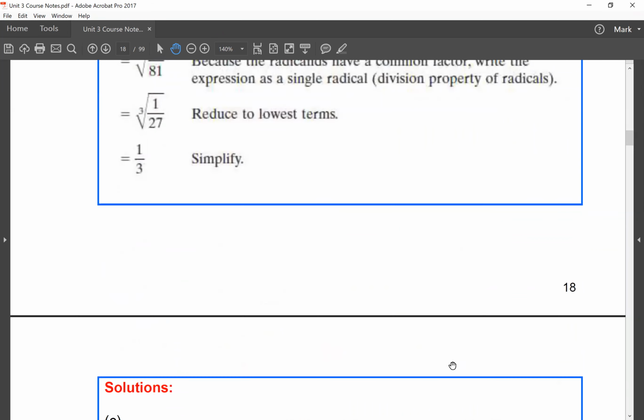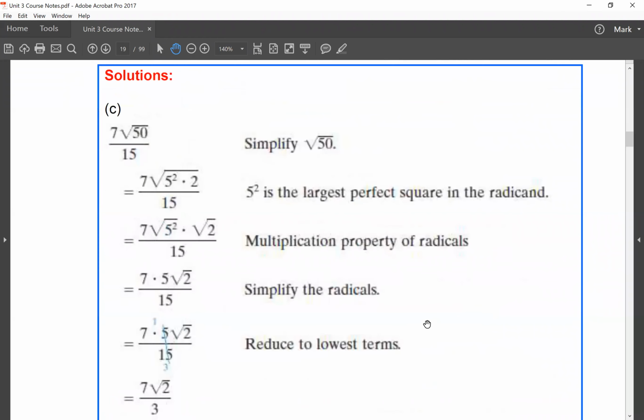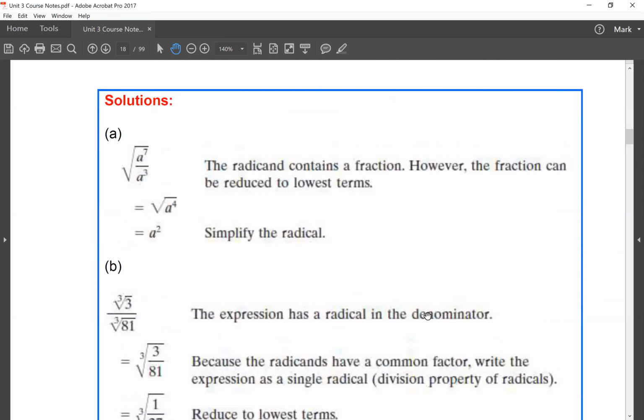Let's look at A and B and C and then D. Oh man, there's so many. And then maybe I'll get you guys to try some. So example number A would be probably the easiest one, of course. I want to take the square root of A to the power of 7 divided by A to the power of 3. Well, step number 1 would be to simplify what's inside the radical to reduce it.